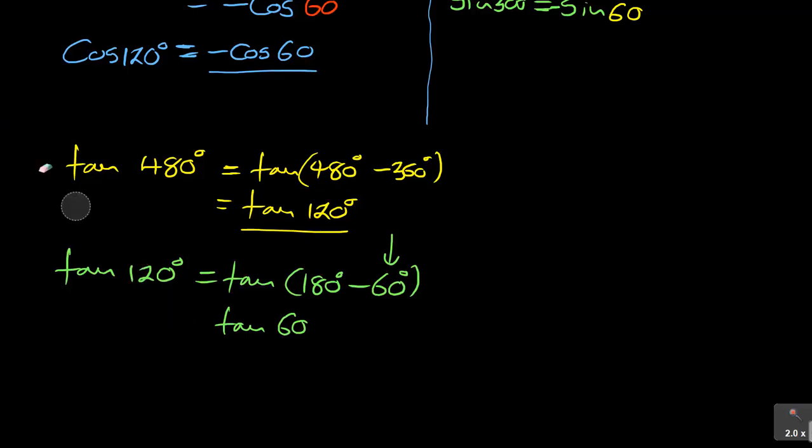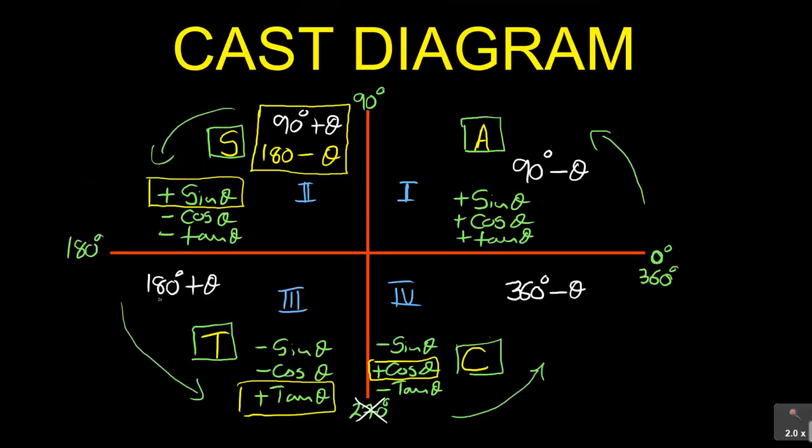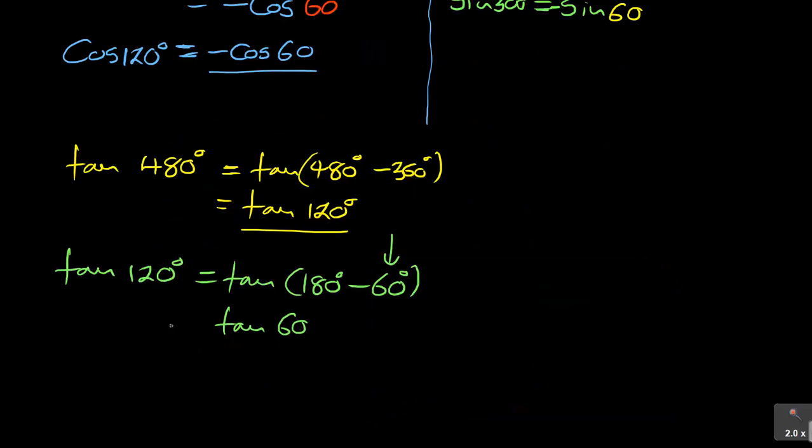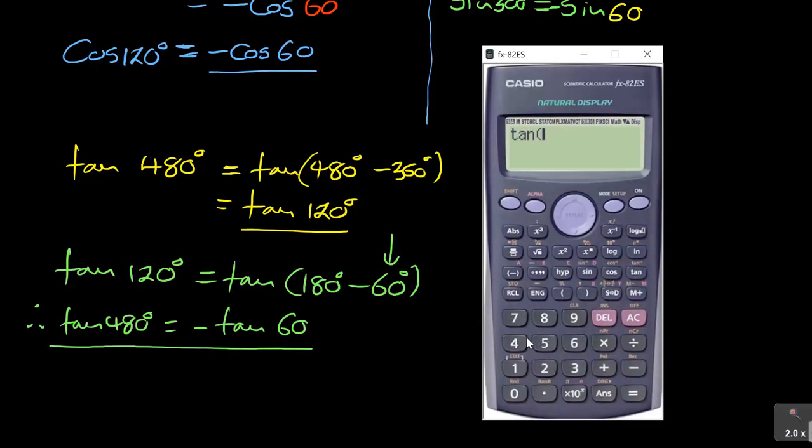But don't forget, you need first to tell us the sign of tan in that quadrant, and you can see that the sign of tan is negative in quadrant number 2. So what you do is you are going to have your answer as negative tan 60. Then you can conclude and say, therefore tan 480 degrees is equal to negative tan 60. You can test it again with the calculator: tan 480 degrees, you see it's giving us negative root 3. Now what about negative tan 60? It's also giving me negative root 3.